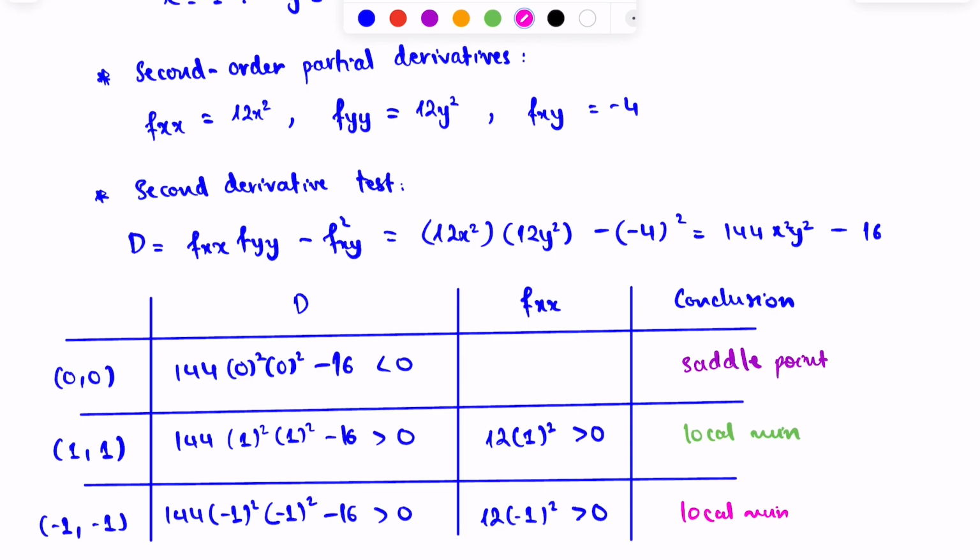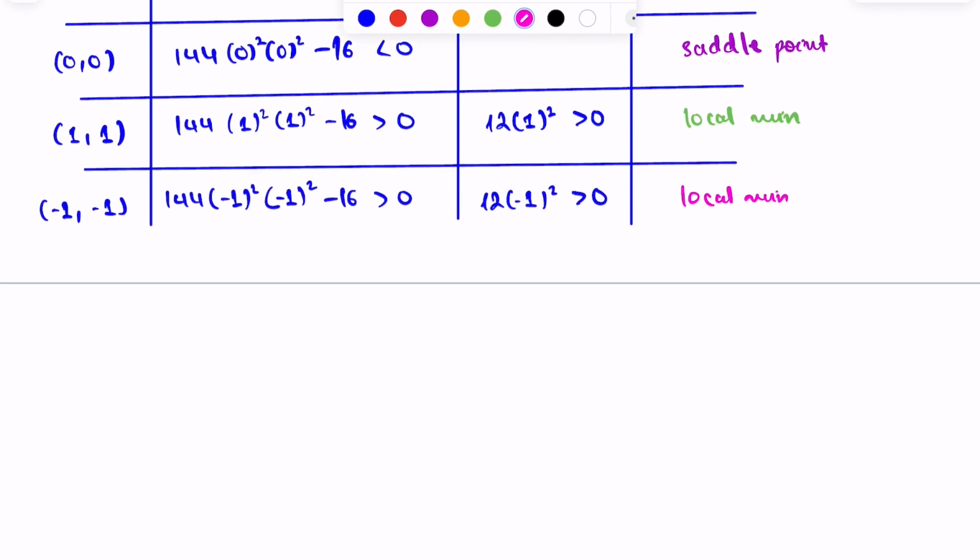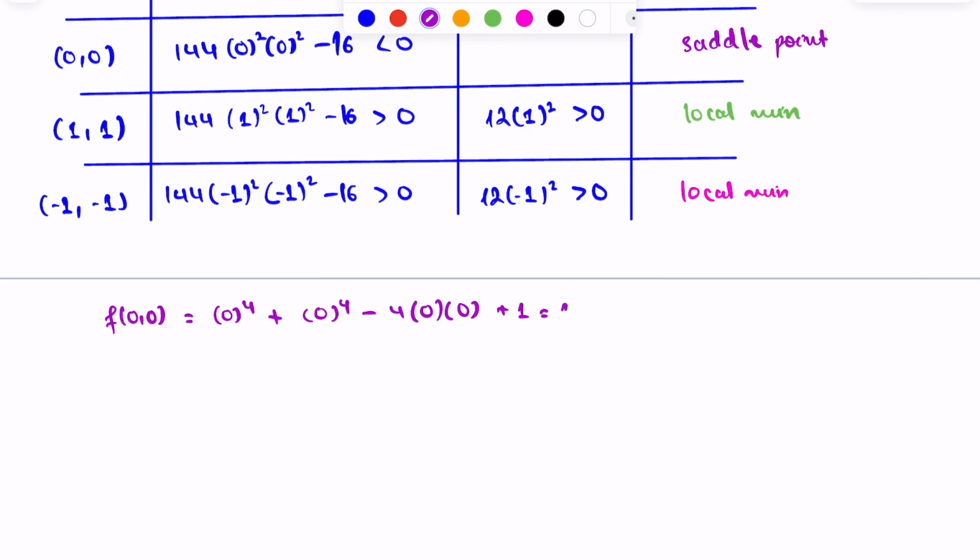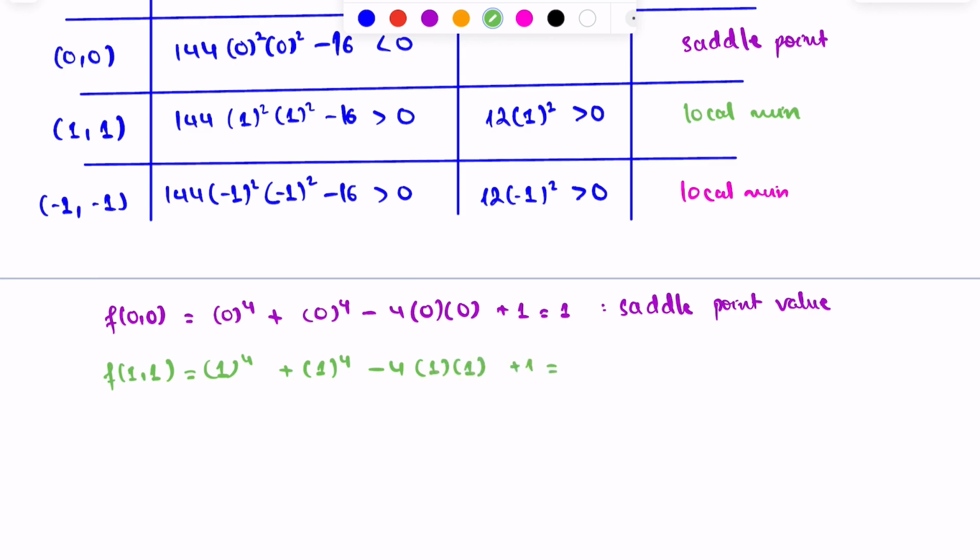The next thing to do is to evaluate the output at these points. That is, you're going to substitute the x value and y value back into the original function to find the output. So for f(0, 0), you have 0 to the 4th plus 0 to the 4th minus 4 times 0 times another 0 plus 1. This is equal to 1. So this is called the saddle point value. Now for f(1, 1), you have 1 to the 4th plus 1 to the 4th minus 4 times 1 times 1 plus 1, and you're going to get -1. So this is a local minimum value.